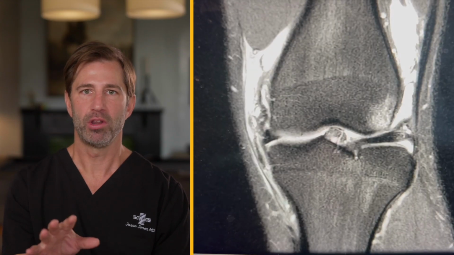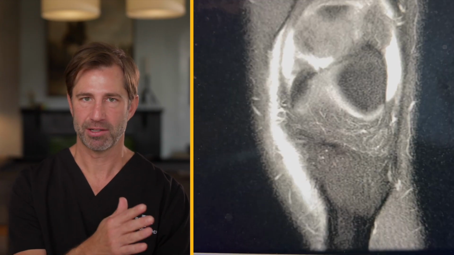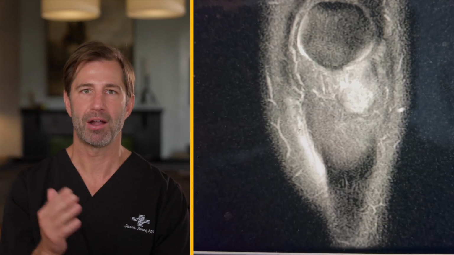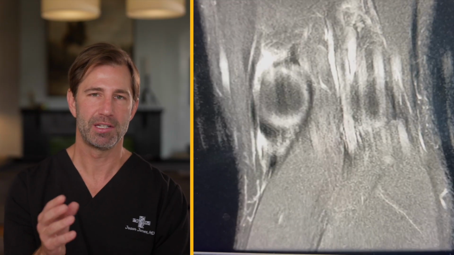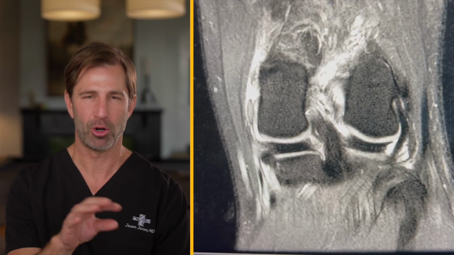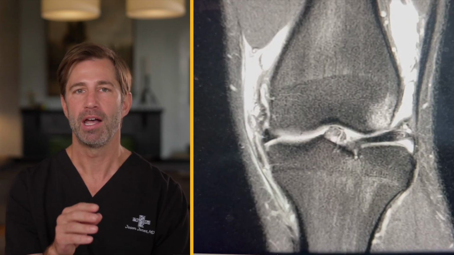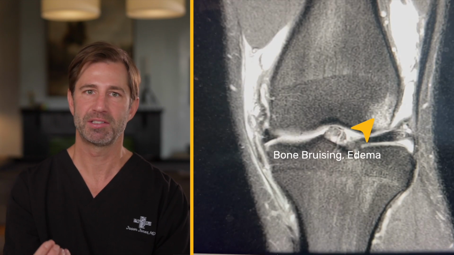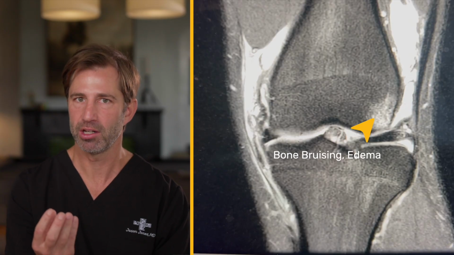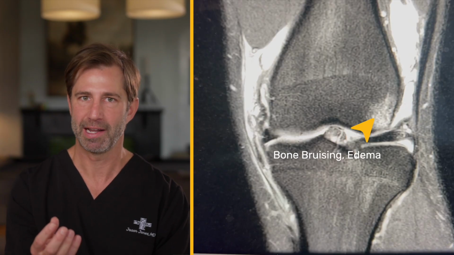Also on this coronal image, on the lateral aspect, or the portion of the knee that's more to the outside of the patient, you start to see these bright white areas. This is compatible with what we call edema in the medical world. Edema is basically an increased signal that correlates with bruising, or increased blood products in an area.